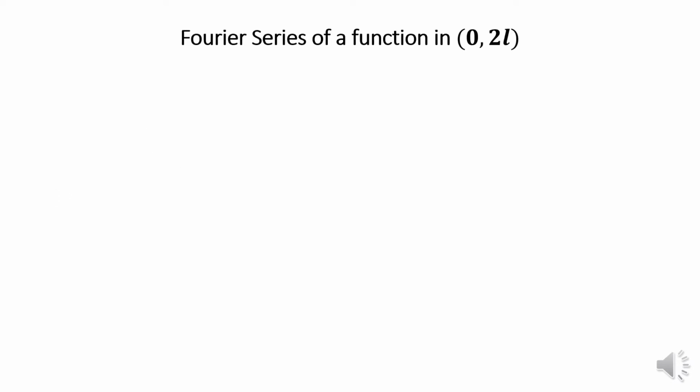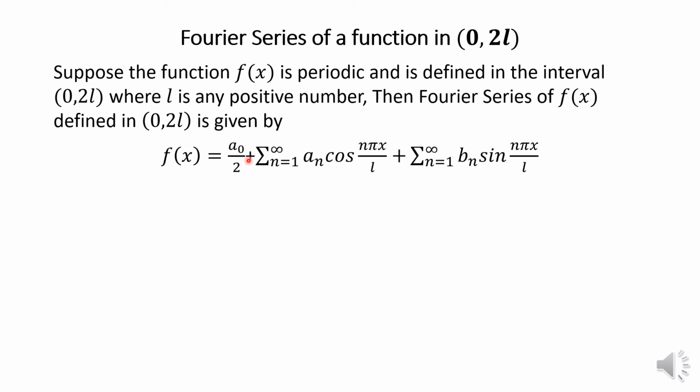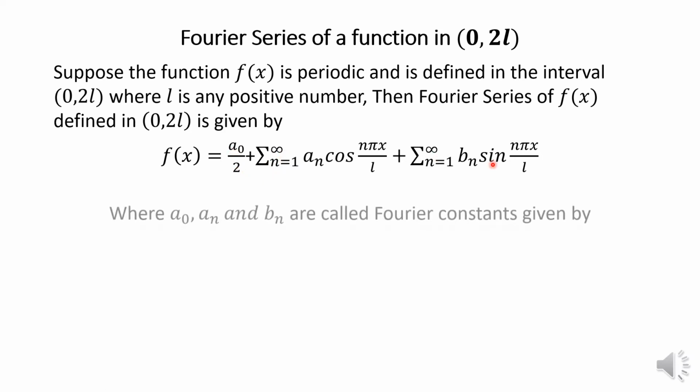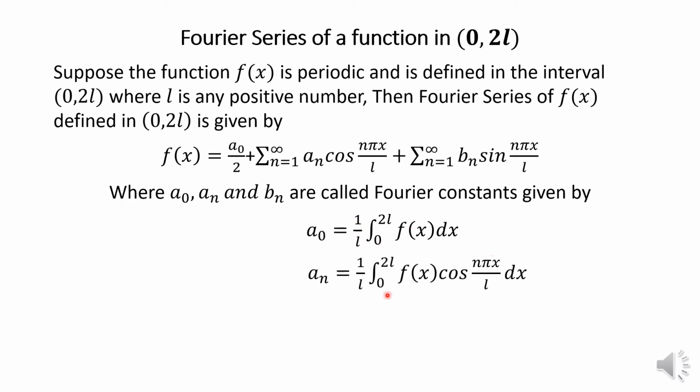The Fourier series expansion of the given function in the interval 0 to 2L, where f of x is a periodic function defined over the interval 0 to 2L, is given by this formula. You should remember this, as I already explained it. f of x is equal to a0 by 2 plus and so on, where a0, an and bn are the Fourier constants or Euler constants given by these formulas. Now a0 is equal to 1 by L times the integral from 0 to 2L of f of x dx, and the an and bn formulas are there.